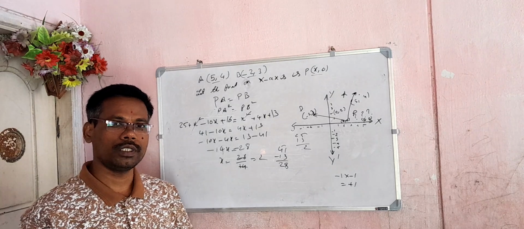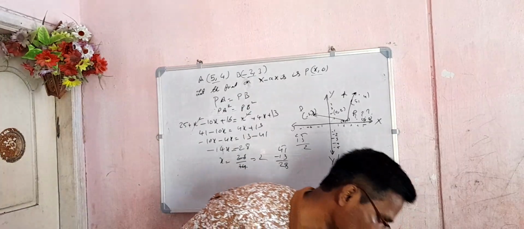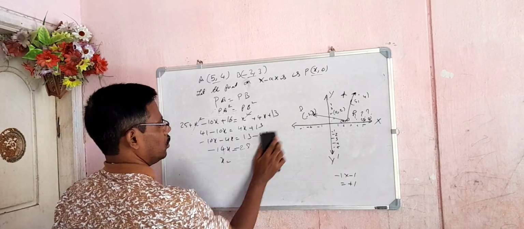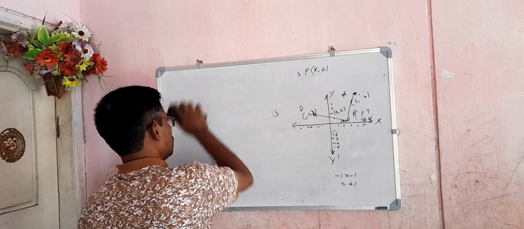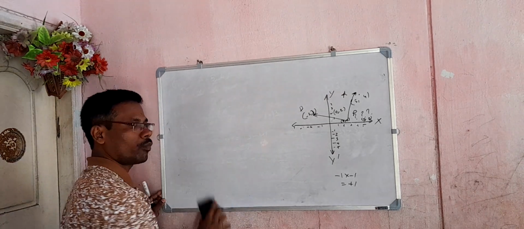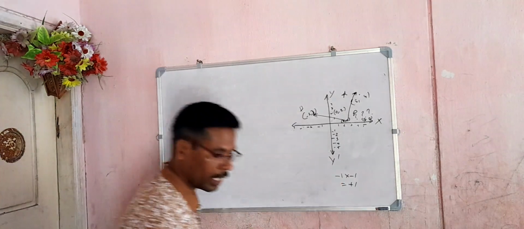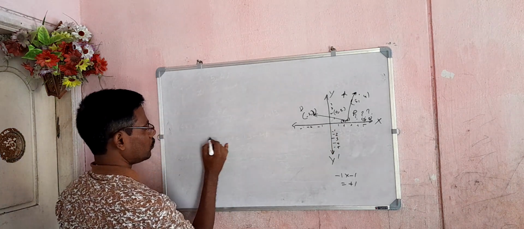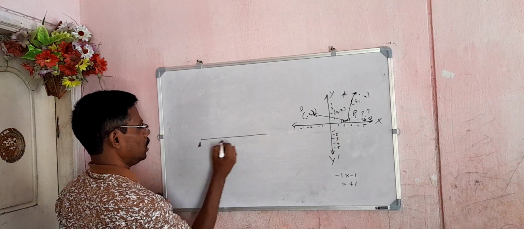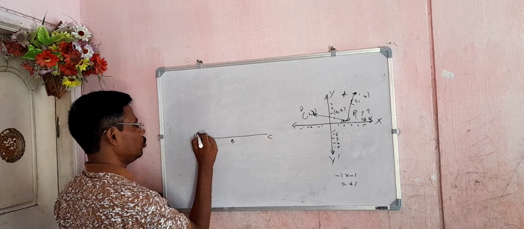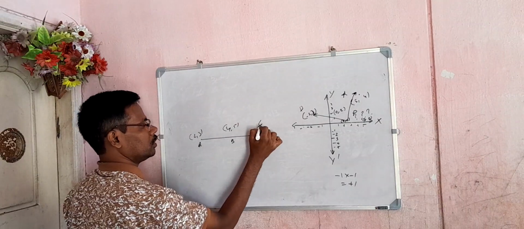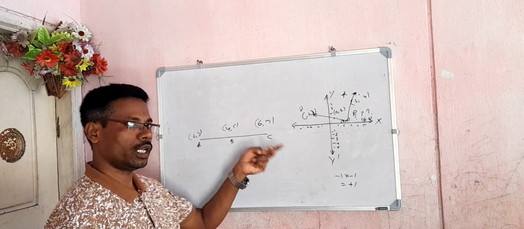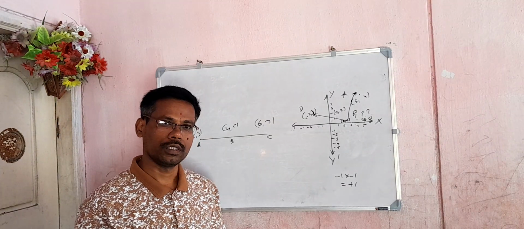What do you mean by collinear points? Can anyone tell what do you mean by collinear points? Anybody? Collinear means what? Very simple. Collinear points means points lying on the same line. For example, take this example here only. A, B, C, some 2, 3, 4, 5, 6, 7 like that. If they are points lying on the same line, they are called collinear points.